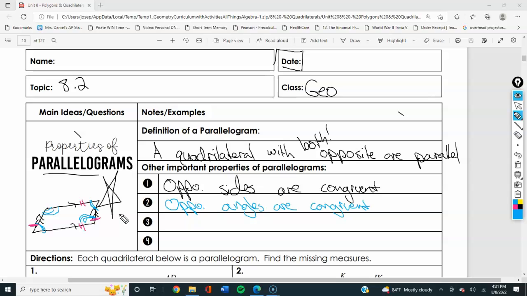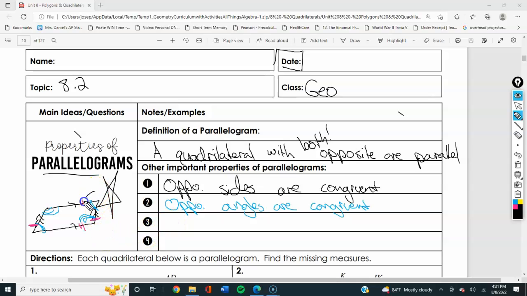And just like when we did properties of parallel lines crossed by a transversal, all the big angles are congruent, all the little angles are congruent. And what do the bigs plus the littles equal? 180. So they're supplementary. So all my big angles are congruent, all my little angles are congruent. A big plus a little is 180, which brings me to my next point.